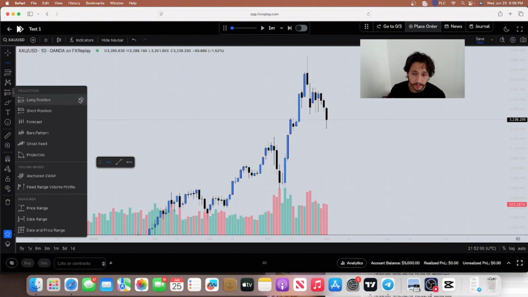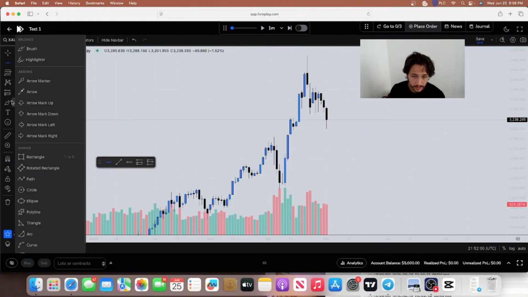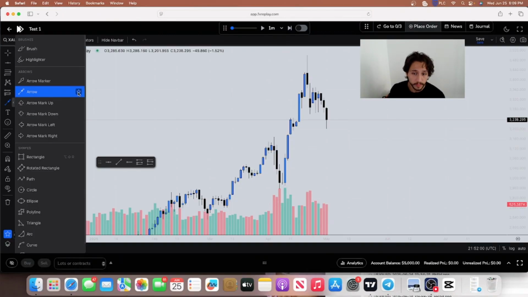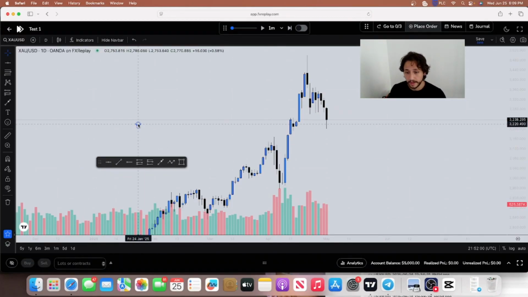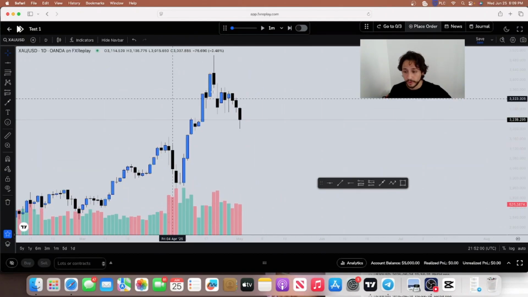What do we have? We need a long position. We need a short position. What else do I use? Maybe not fib. I really don't use that one a lot. Arrows, definitely need it. That's what I like to mark out the zones that I'm looking for buys. We need this one. We definitely need the rectangle. All right, cool. We're just going to use these exact tools in here.